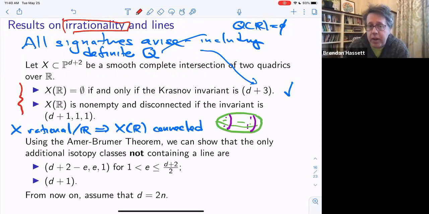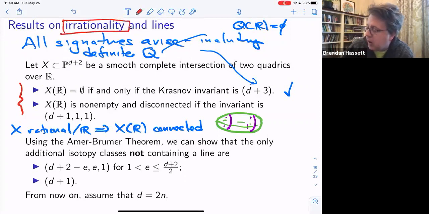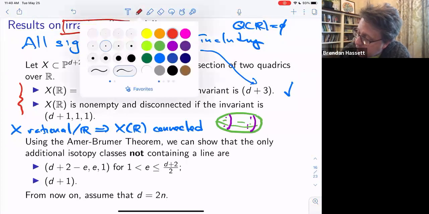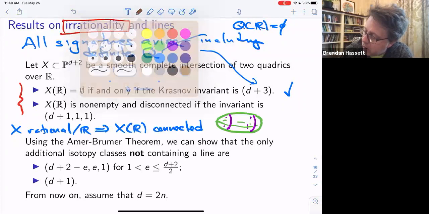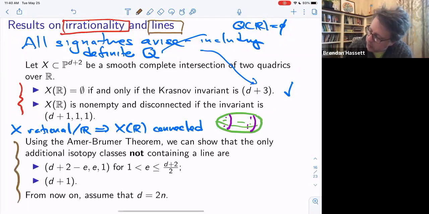All right, so this is one extreme, where you have the irrationality results because of the essentially topological structure of the real points. On the other hand, we have the quote unquote easy rationality construction, where there are lines. And so these are characterized as follows.